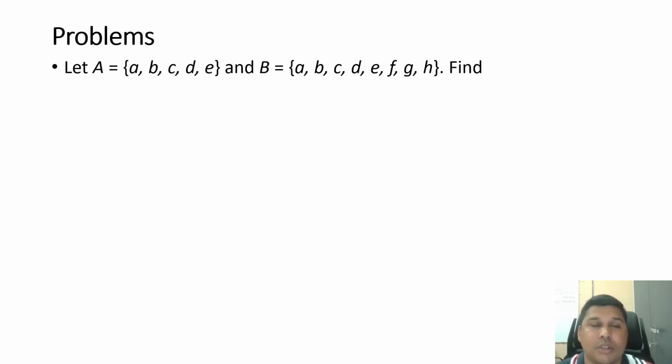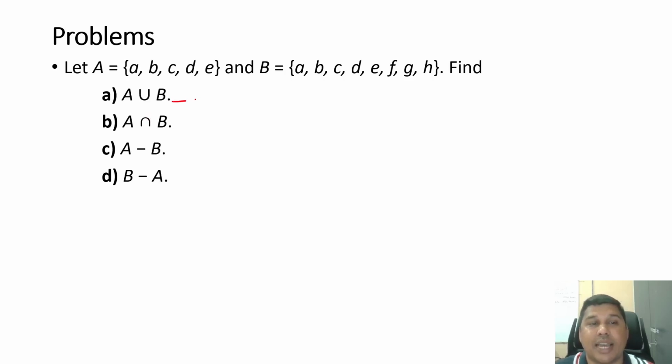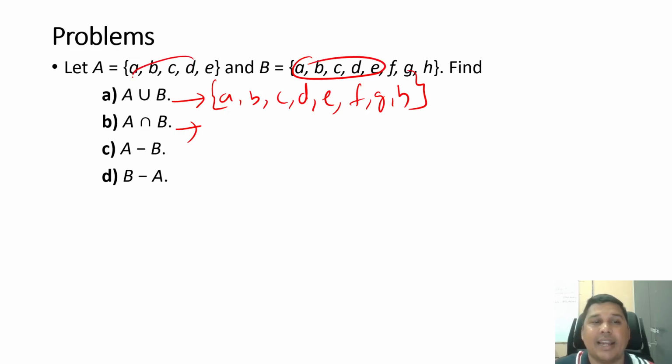Let us see a few problems. Given A equal to {A, B, C, D, E} and B equal to {A, B, C, D, F, G, H}, find out A union B. A union B means you have to combine all the elements of set A and B. So it will include A, B, C, D, E, F, G, H all together. A intersection B means only common elements. So only common are A, B, C, D, E.